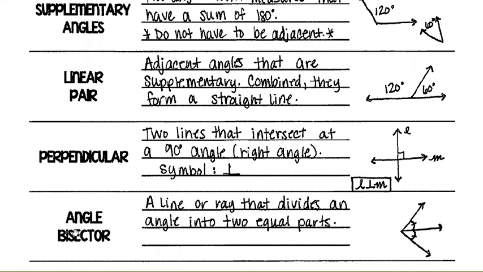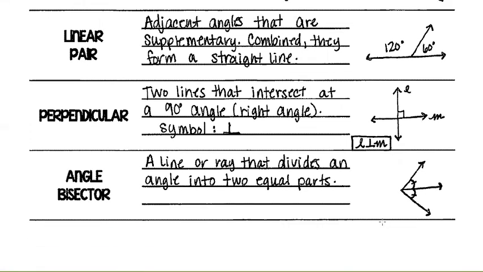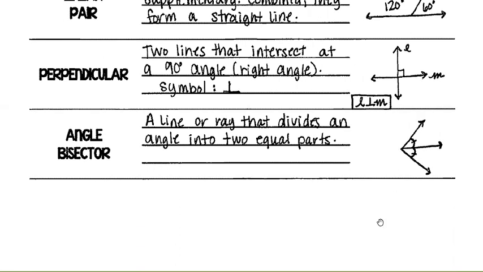Angle bisector. Remember about bisector? It cuts it in half. A line or ray that divides an angle into two equal parts. So this line is cutting the angle in half, and these two little marks here mean that it's the same as this one here. So this is an angle bisector. It cuts the angle in half.